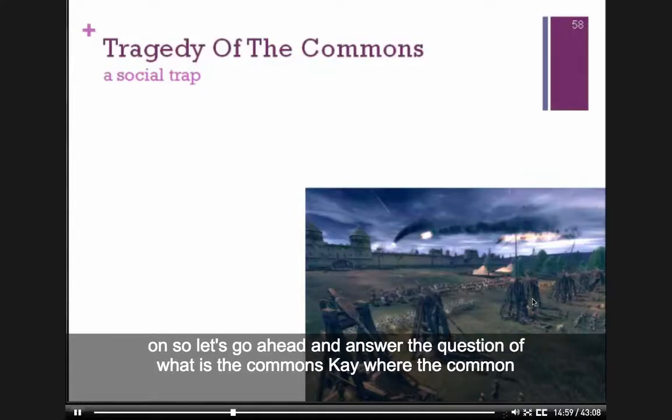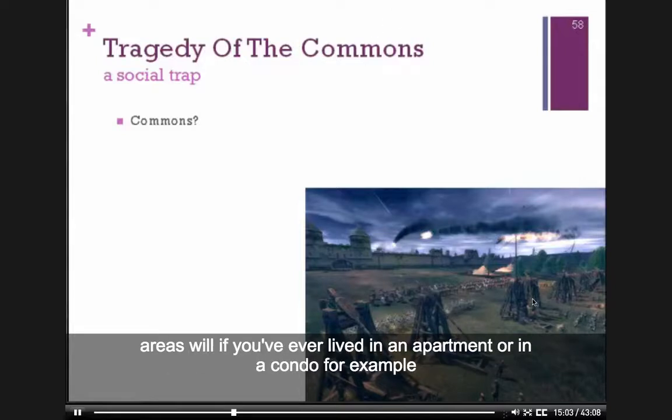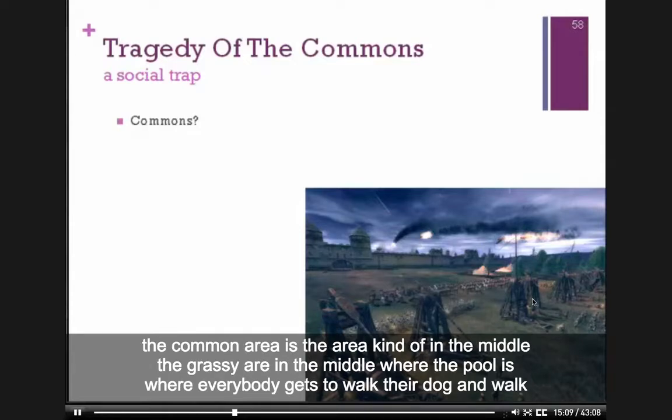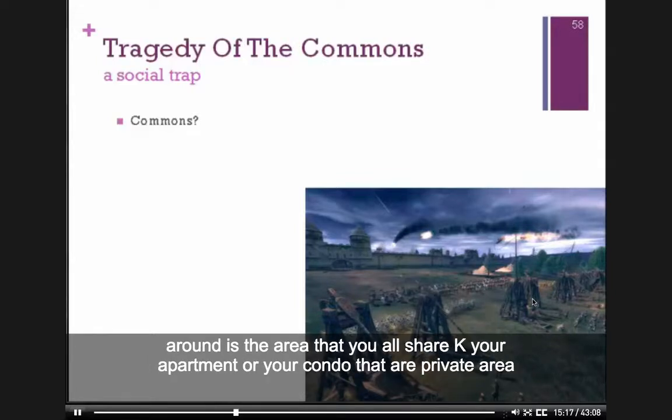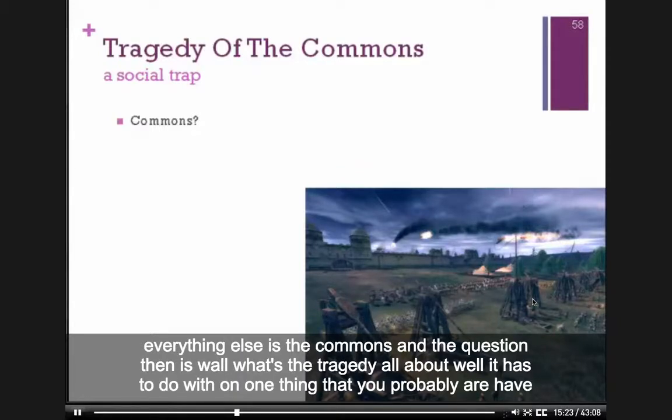So let's go ahead and answer the question of what is a commons. Okay, what are the common areas? Well, if you've ever lived in an apartment or in a condo, for example, the common area is the area kind of in the middle, the grassy area in the middle where the pool is, where everybody gets to walk their dog and walk around. It's the area that you all share. Okay? Your apartment or your condo, that's your private area. Everything else is the commons.